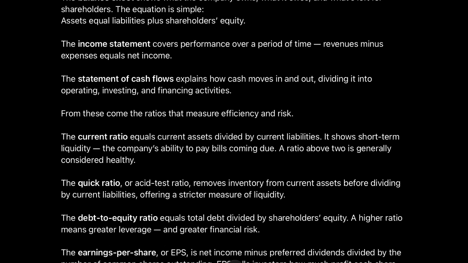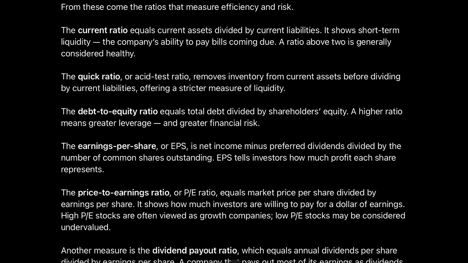From these come the ratios that measure efficiency and risk. The current ratio equals current assets divided by current liabilities. It shows short-term liquidity, the company's ability to pay bills coming due. A ratio above 2 is generally considered healthy. The quick ratio, or acid test ratio, removes inventory from current assets before dividing by current liabilities, offering a stricter measure of liquidity. The debt-to-equity ratio equals total debt divided by shareholders' equity. A higher ratio means greater leverage and greater financial risk.